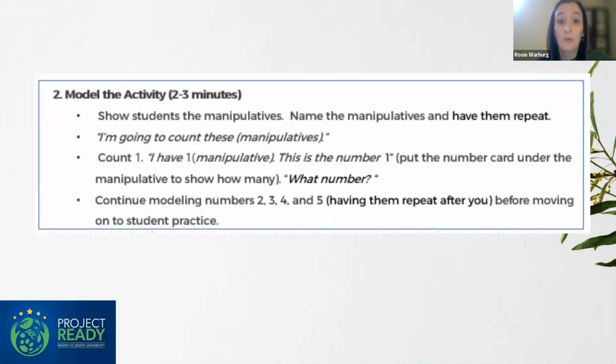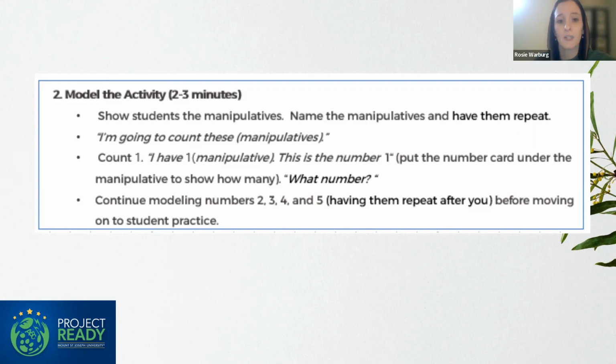And we were seeing, and we heard from our teachers also, that this piece is kind of tricky. Sometimes our tendency is to just jump into the activity and really quickly explain, okay, today we're going to be counting. All right, here, this friend, can you count this number of manipulatives? So really jumping into that activity.